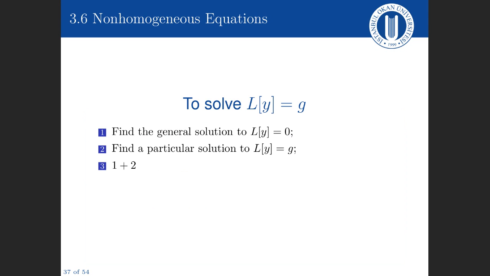So to solve the non-homogeneous equation, L of y is equal to g. This is the same as the differential equation, equation 5. We have 3 steps. First, we find the general solution to the homogeneous equation, L of y is equal to 0. We need to find one solution to the non-homogeneous equation. We call this a particular solution, just any solution. And then we take our 2 functions and we add them together.